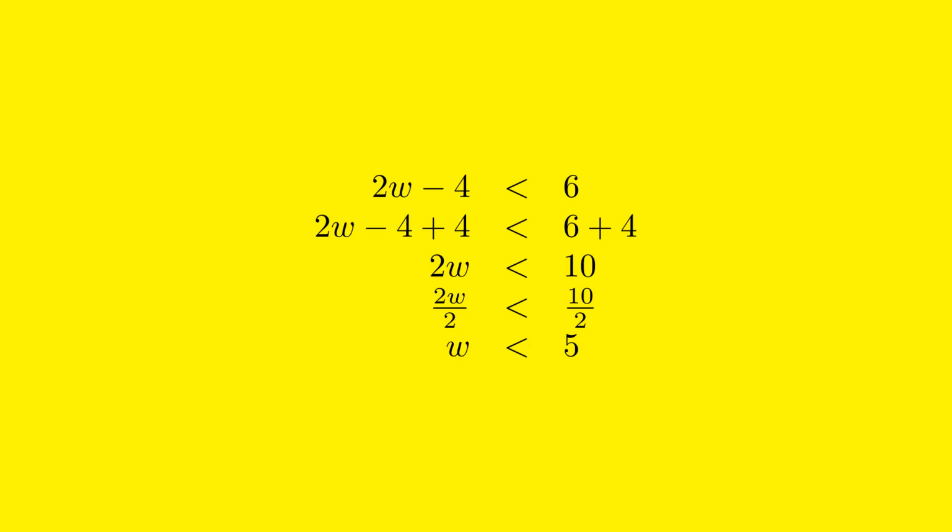Since we've successfully isolated w, this is our final step. Our solution to the inequality 2w minus 4 is less than 6 is w is less than 5. In interval notation, this solution is written as the interval from negative infinity to 5. This means that w can be any value less than 5 but not equal to 5. So our final answer is w is less than 5, or in interval notation, from negative infinity to 5.